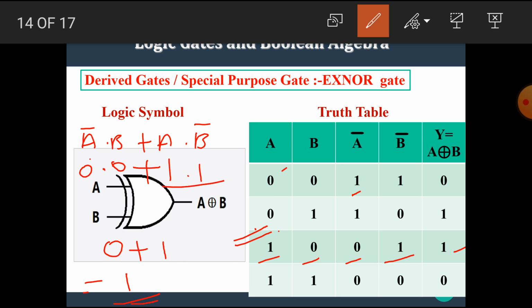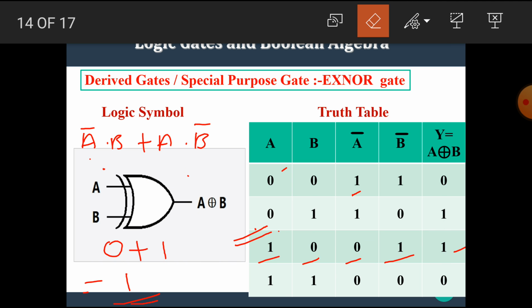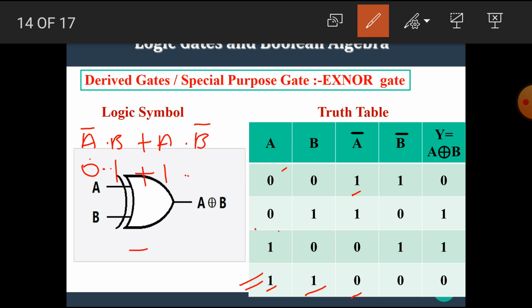Okay, the last case. Let's see, A bar has the value 0, B has the value 1, plus A has the value 1, and B bar has the value 0. That means 0 into 1 is 0, 1 into 0 is 0, and 0 plus 0 is 0. I hope you all understand how to obtain the truth table of the XOR gate.